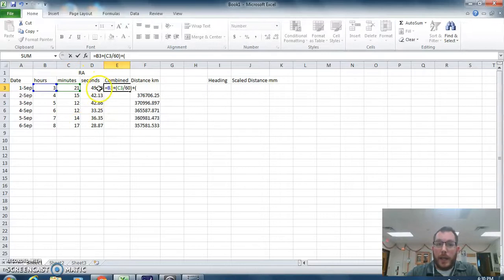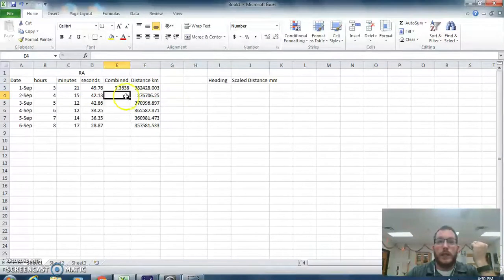So then that means I would add my seconds divided by 3,600 and close my parentheses. So what I have is B3, the hours, plus C3, my minutes divided by 60, plus D3 divided by 3,600. And again, take a look at where my parentheses are. If I hit enter, I've created a decimal. That's my right ascension decimal. It's taken out to about 4 decimal places.